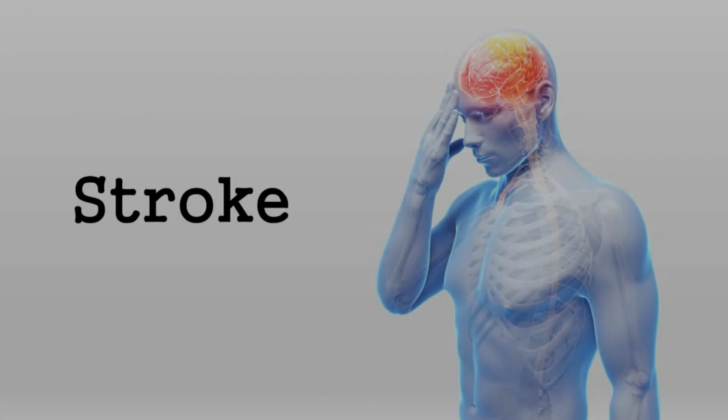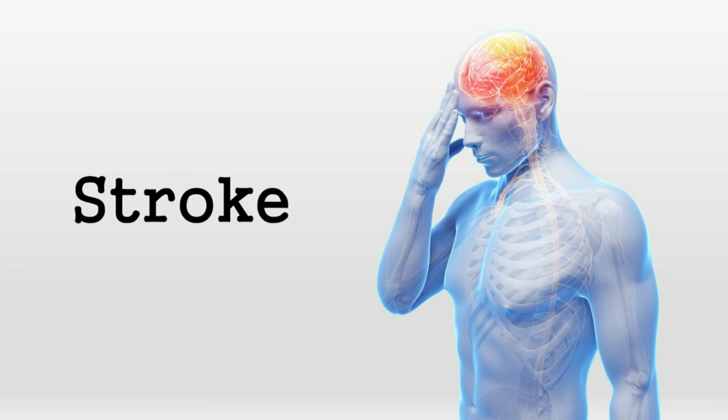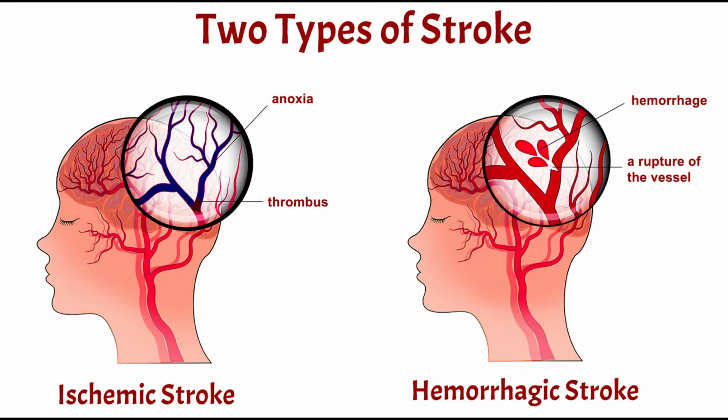A stroke. A stroke occurs when the blood supply to a part of your brain is interrupted or reduced, preventing brain tissue from getting oxygen and nutrients. Brain cells begin to die in minutes. A stroke is a medical emergency, and prompt treatment is crucial.